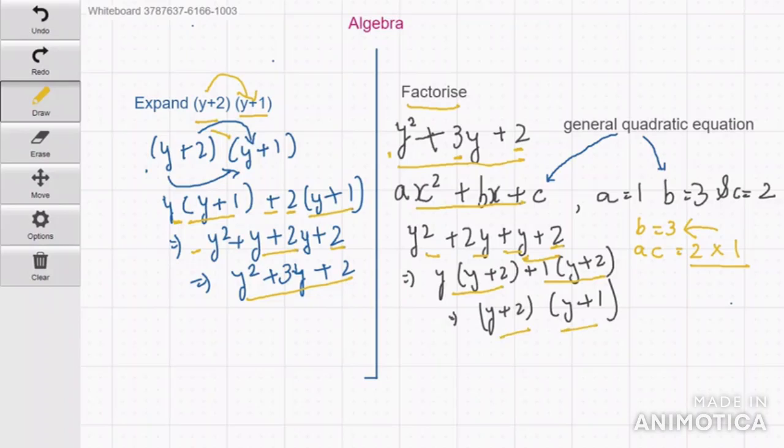So if you expand this (y + 2) into (y + 1), you will come back to the same expression, which is y squared + 3y + 2. I hope it's clear. Thank you.